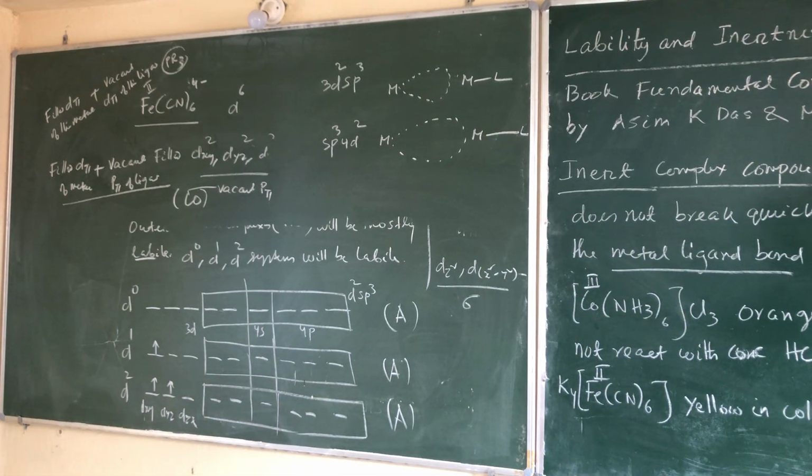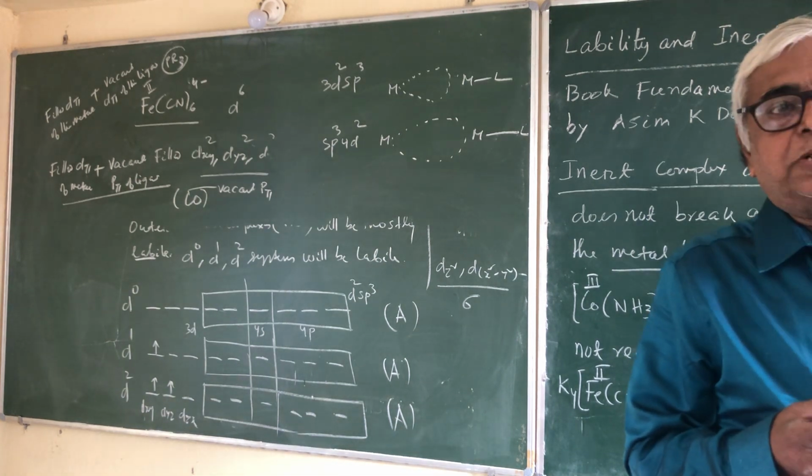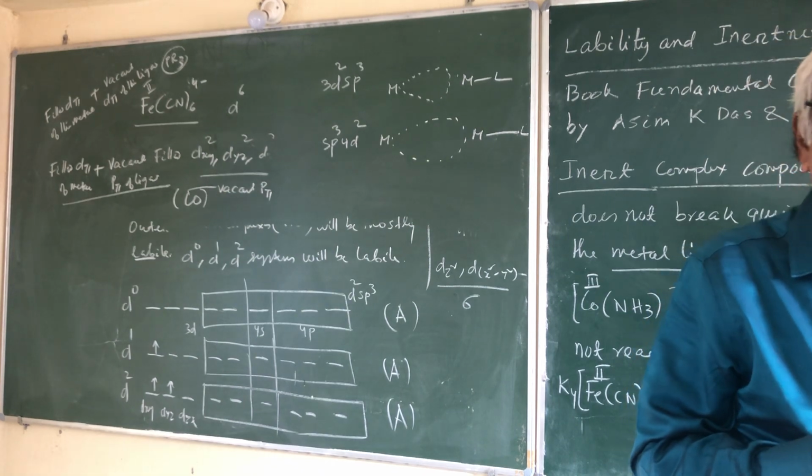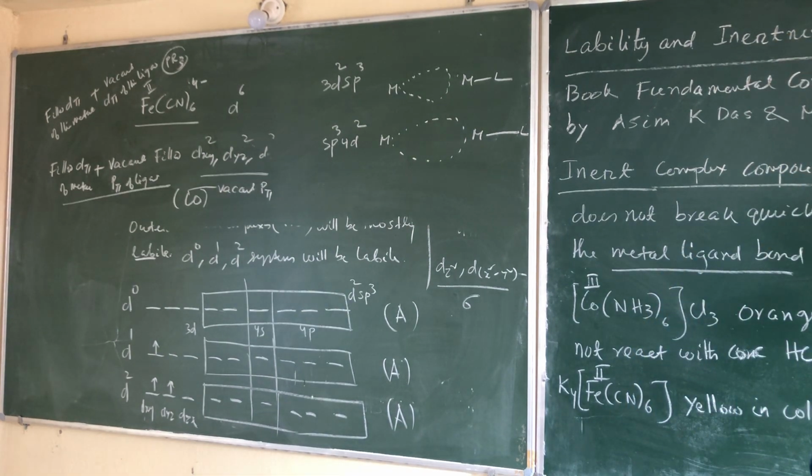The outer d orbital complexes are mostly labile. Inner d orbital complexes, inner orbital complexes, will generally be inert.